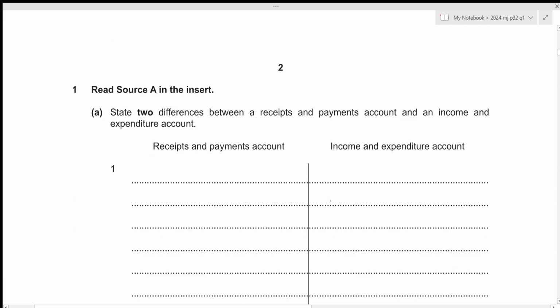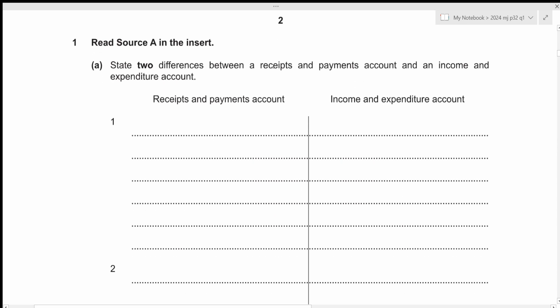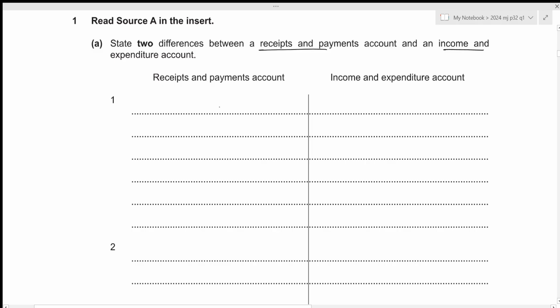Let's move towards the first section. We need to state two differences between a receipts and payments account and an income and expenditure account. So the very first difference is that receipts and payments account will record only the cash items, whereas income and expenditure account will record non-cash items such as depreciation. So only cash items are recorded, whereas for the income and expenditure account, non-cash items such as depreciation are recorded.